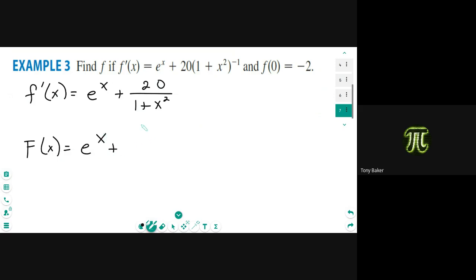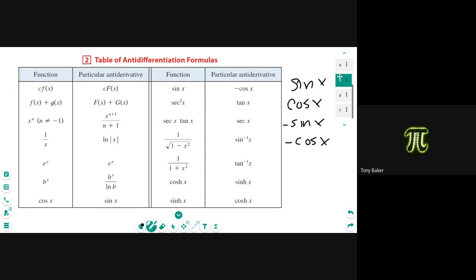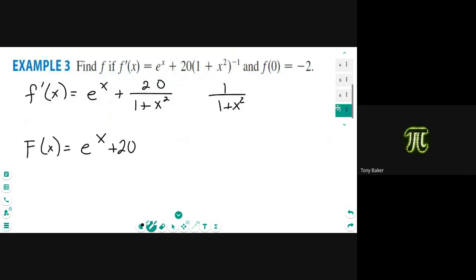Okay. The 20 is a constant, right? So I'm literally just going to put the 20 out front. So that now is 1 over 1 plus x squared. What is the antiderivative of 1 over 1 plus x squared? That was one of those ones on that table. So go back to the table. That's that one right there. It's the arctangent. So tan -1 of x plus c.